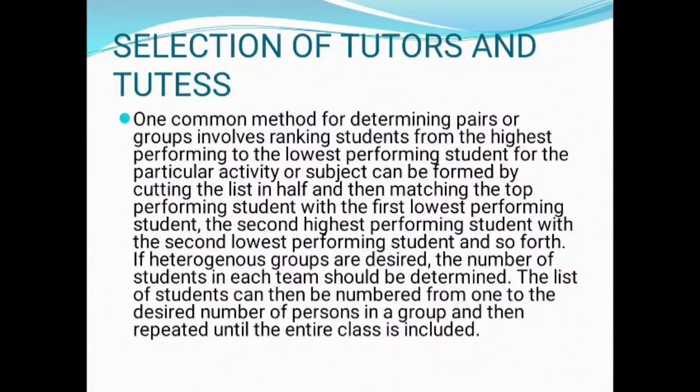Selection of tutors and tutees. One common method for determining peers or groups involves ranking students from the highest performing to the lowest performing student for the particular activity or subject. This can be performed by cutting the list in half and then matching the top performing student with the first lowest performing student, the second highest performing student with the second lowest performing student, and so forth.